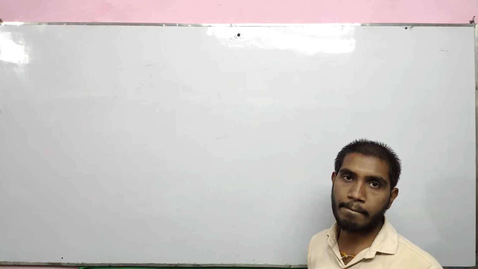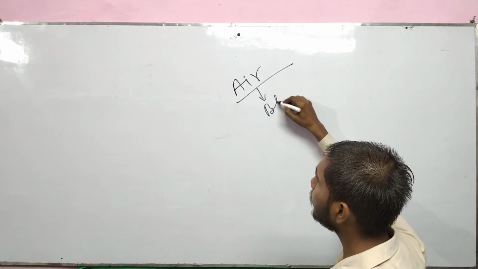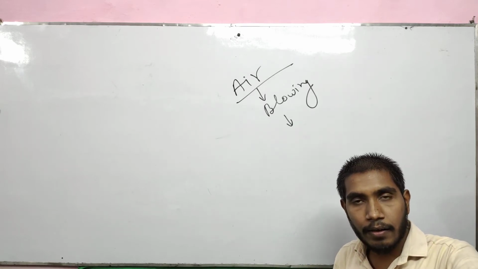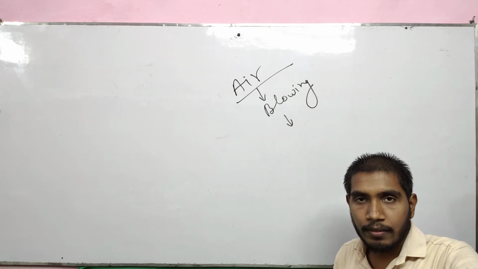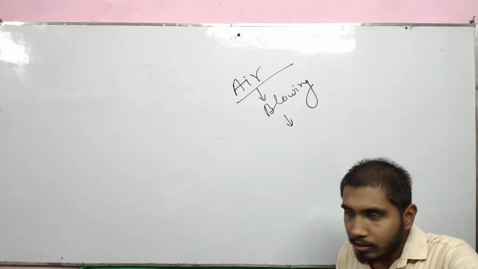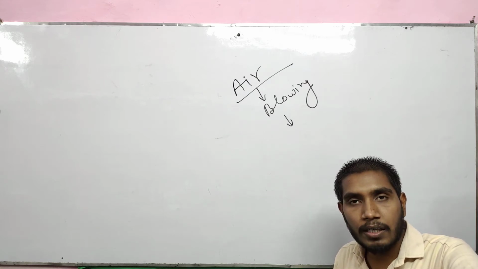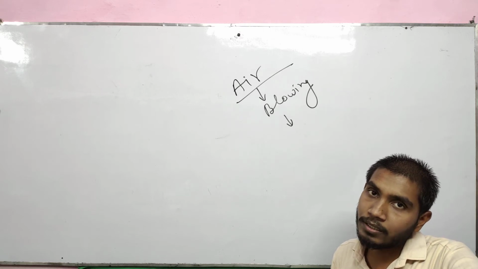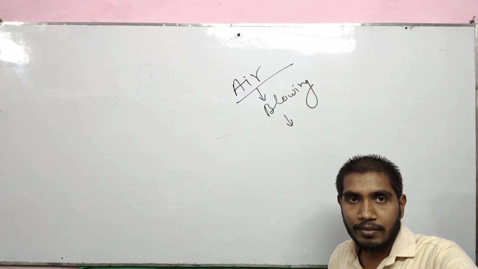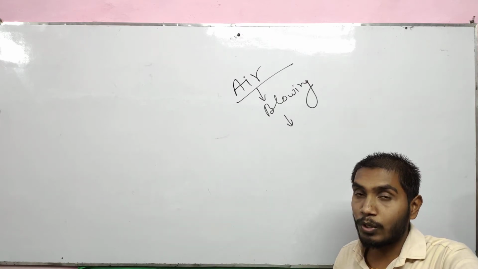For example, air blowing. Have you ever seen air? Can you observe the location or position of the air? You cannot see the position of the air. So how can you say that air is in motion? By observing the branches of the tree. When the branches of the tree move or vibrate, then you say that air is blowing. So air is in motion.